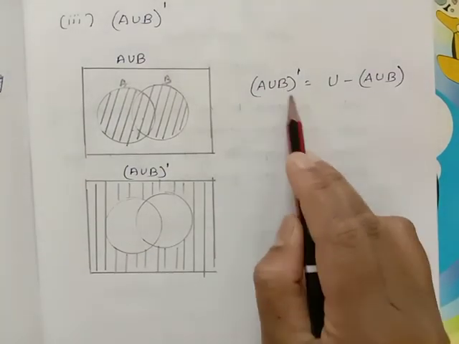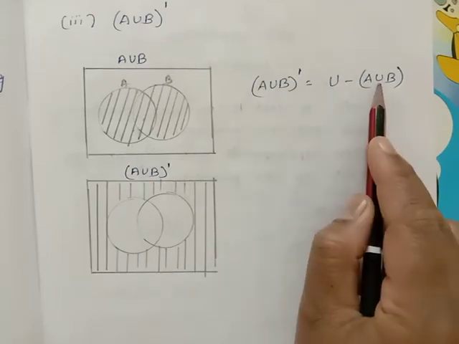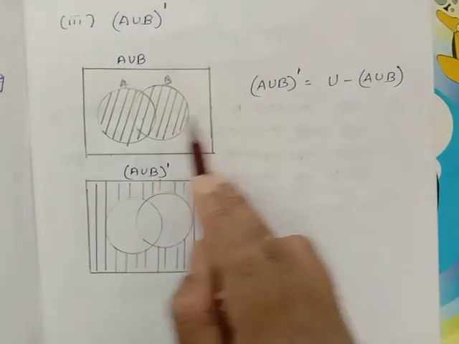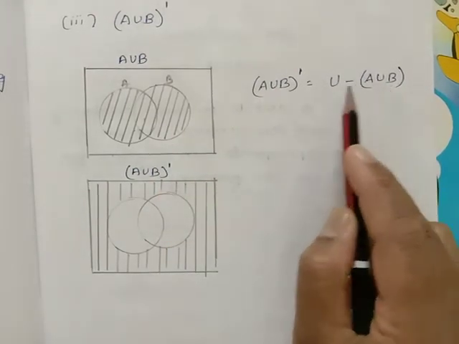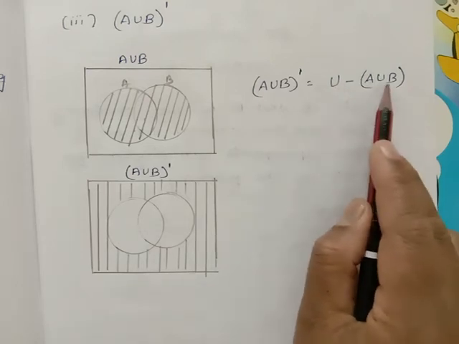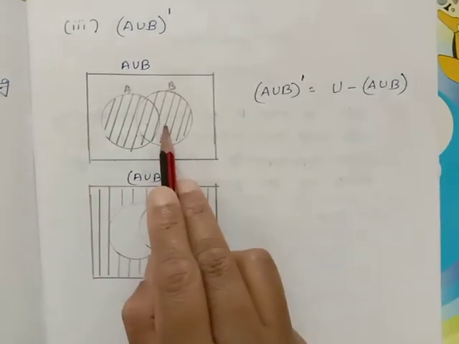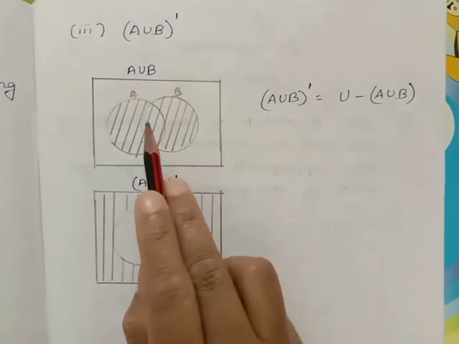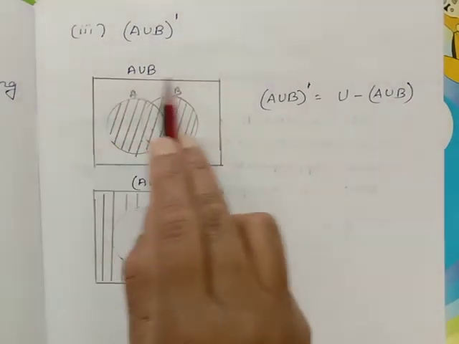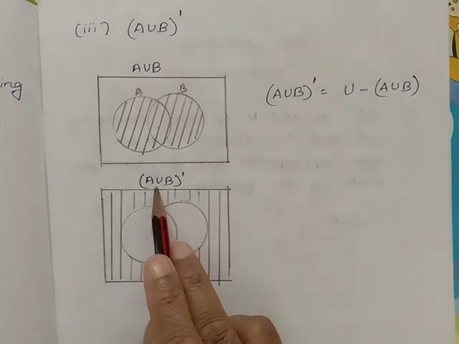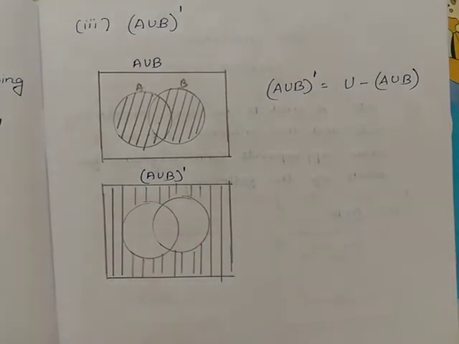So A union B whole dash means universal minus A union B. First we'll find A union B. Universal minus A union B means we need universal, but we don't want this A union B. The A union B portion is this one. We don't want this portion. So we'll omit this portion, and what is remaining we will cover, which gives you A union B whole dash. Thank you, children.